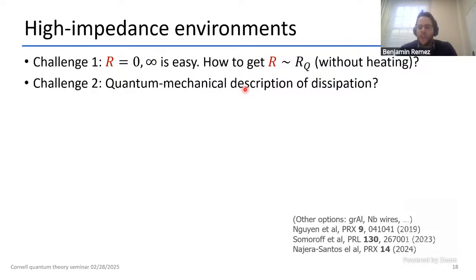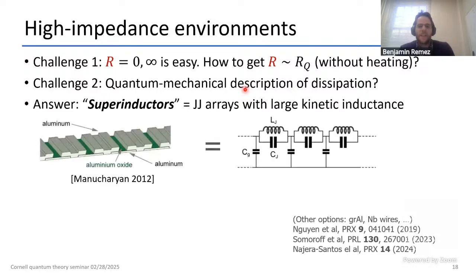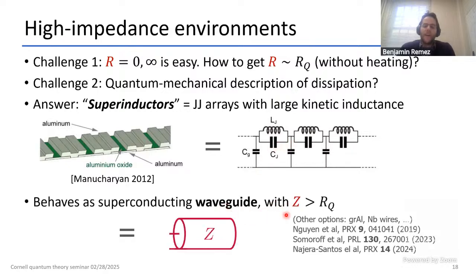Right? If everything is classical, I can just write Kirchhoff's laws with a resistor, and that's fine. But we don't know how to do that quantum mechanically. And so the answer to this is an element called a superinductor. Basically, it's an array of very large Josephson junctions arranged linearly, where it behaves like a transmission line, but the fact that you use Josephson junctions instead of the geometric inductance of a coaxial cable means that it basically acts like a waveguide, but the characteristic impedance of the waveguide is typically much larger, and you can meet or even exceed this resistance quantum depending on the parameters of these junctions.